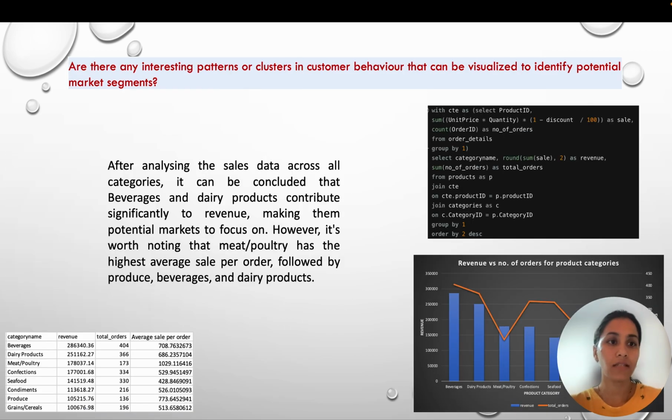The third question is, are there any interesting patterns or clusters in customer behavior that can be visualized to identify potential markets? For this one, the SQL query is like this: I have created a CTE in which I have given the product ID and calculated the total sale from the multiplication of unit price and quantity minus discount. And then I have calculated the count of order ID, that means the order numbers.